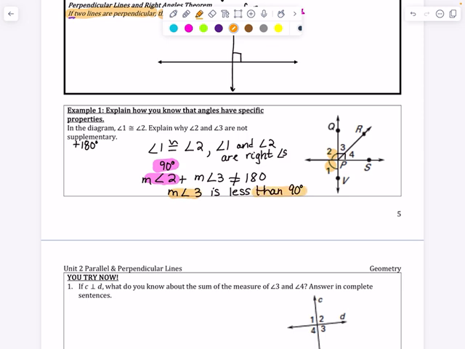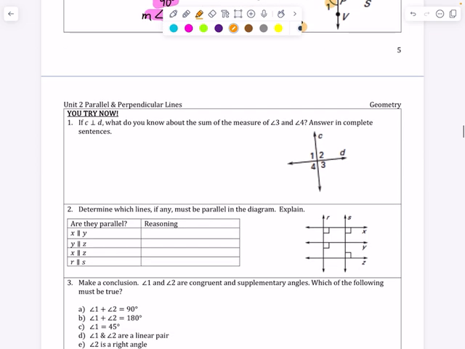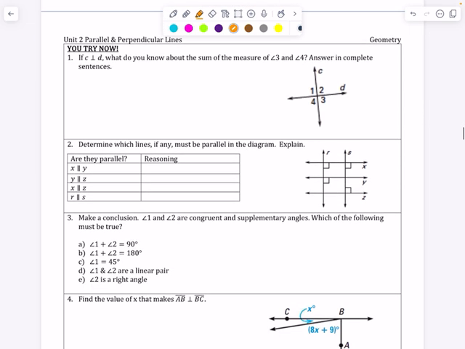You can even see from the picture. Angle 2 and angle 3 are not going to make a linear pair. This won't be what you have in the homework. That's a little bit more higher order thinking, but hopefully you followed along with my demonstration. So let's go to the you try now.